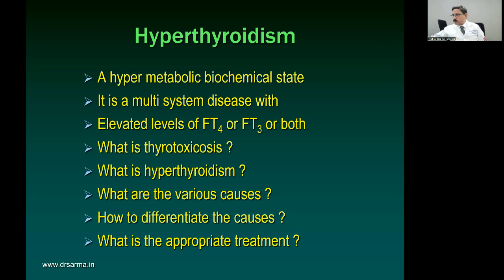So the previous slide is important for you. It's a metabolic, hypermetabolic biochemical state, a multi-system disease, with elevated levels of free T4 and free T3. Thyrotoxicosis and hyperthyroidism should be understood. What are the various causes? How to differentiate the causes? And the treatment is, of course, according to the cause. For hypothyroidism, the treatment is lifelong. For hyperthyroidism, it is not. You understand? You don't have to replace the thyroid. Keep the thyroid, give the antithyroid drugs for a limited time. That's very important for you to know.